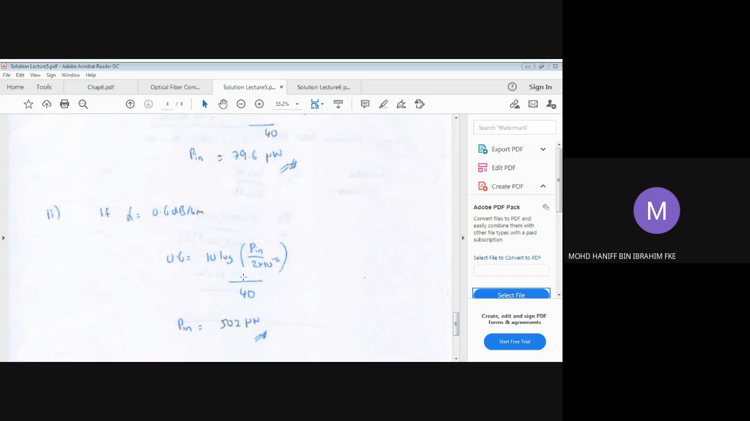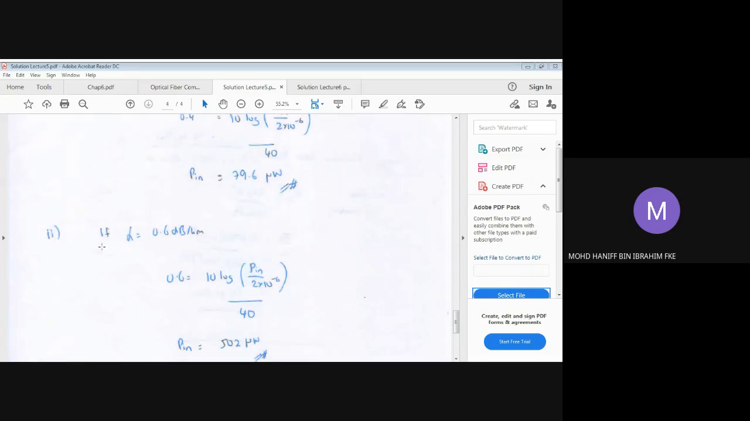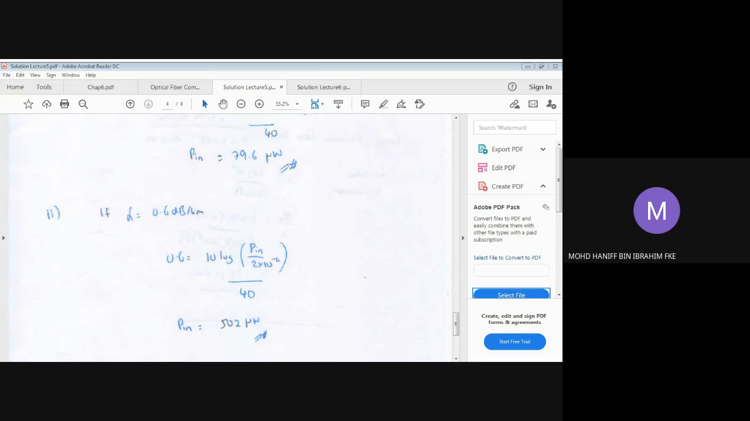By this calculation, the input power that shall be pumped in is supposed to be 502 microwatt, which is very much higher compared to the previous case. The previous fiber is 0.4 dB per kilometer, but now the coefficient is higher, which is 0.6 dB per kilometer. This is why, to maintain an output of 2 microwatt, the input power shall be much higher due to this higher attenuation of the fiber optic structure. Hopefully you understand clearly about these issues of attenuation.